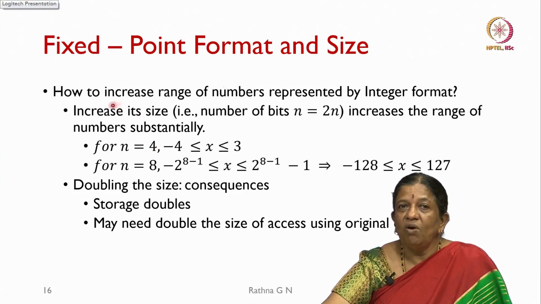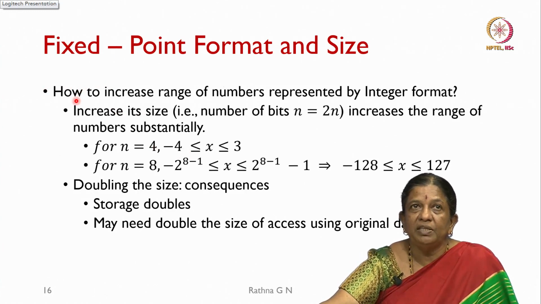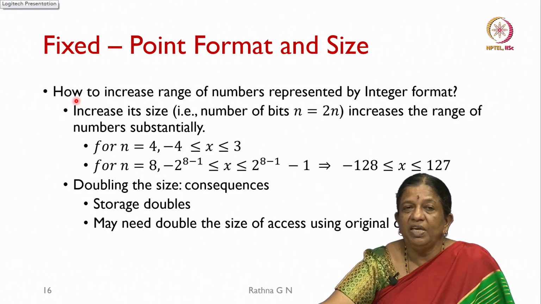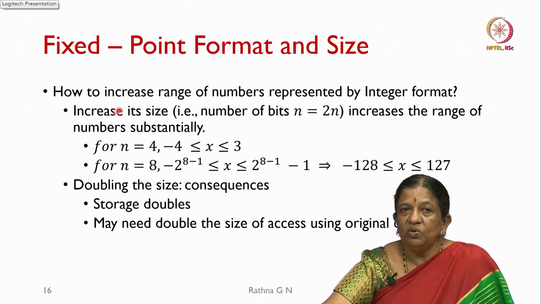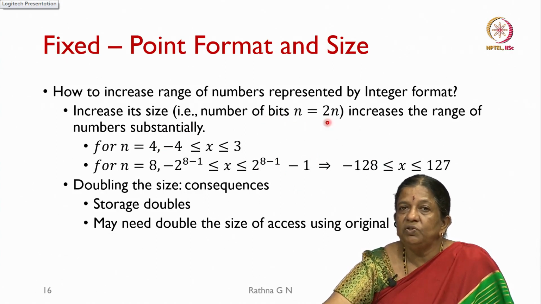Okay. So now we know that we have a trade off between overflow and rounding error. Can I work on it to avoid these things? How to increase the range of numbers represented by integer format, first we will consider it. Because my multiplication is going to give me twice the number of bits that I needed, can I increase the number of bits n to 2n? This will increase the range of numbers substantially.